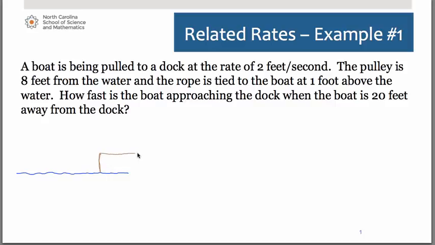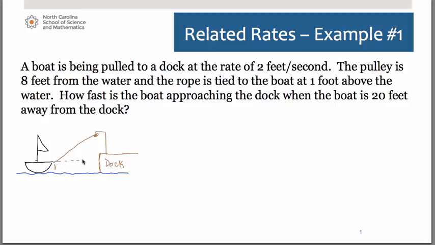So suppose here's the dock, and perhaps this is the pulley system. And let's draw ourselves a boat. And we are told that the rope is tied to the boat at 1 foot above the water. So this distance would be 1. Let's assume that the rope is right here. And we know that the pulley is 8 feet from the water.